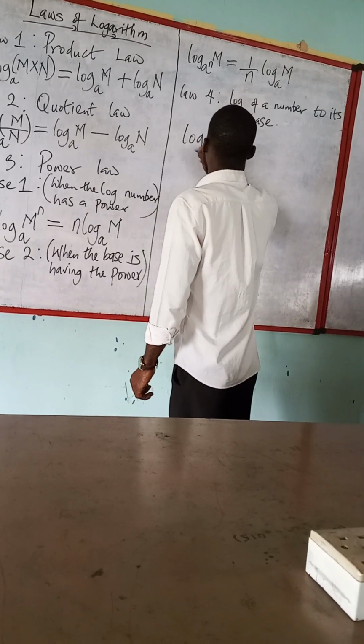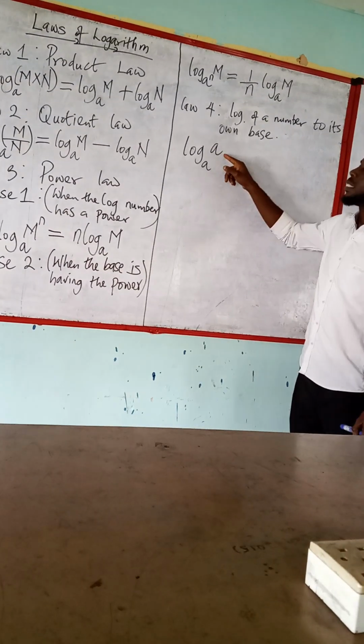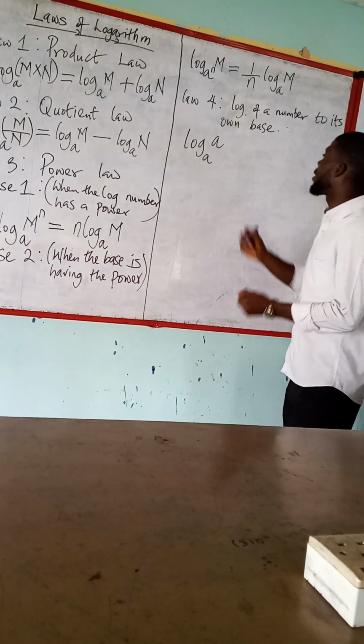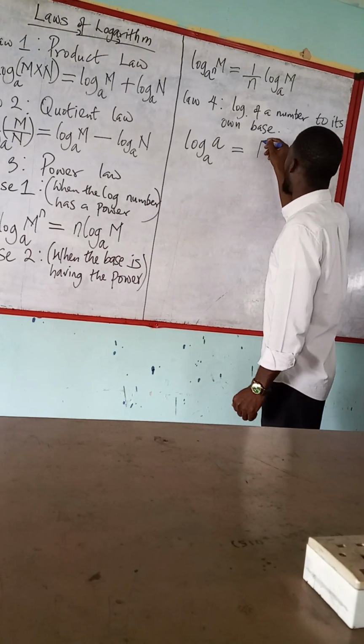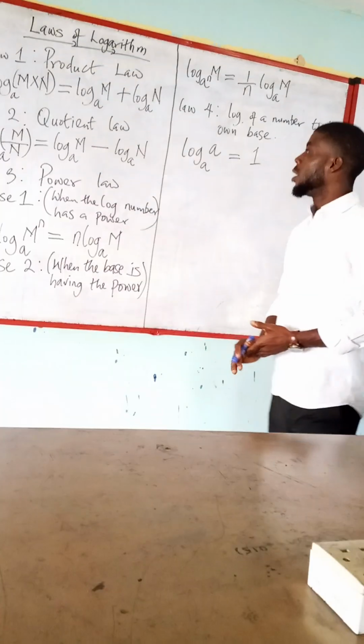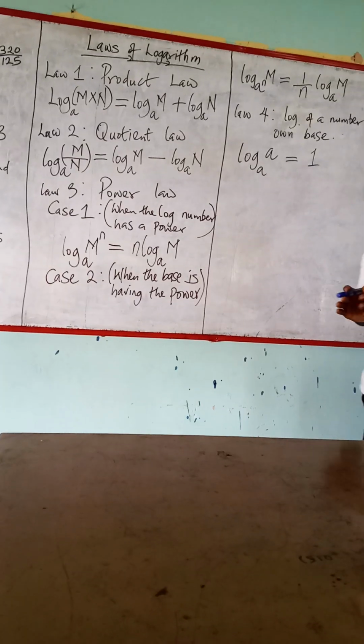Okay, if I have log base A of A, if you look at this, the logarithm number itself is what? A. And the base of the logarithm is also what? A. The law is saying that this is equal to what? 1. Always equal to 1.